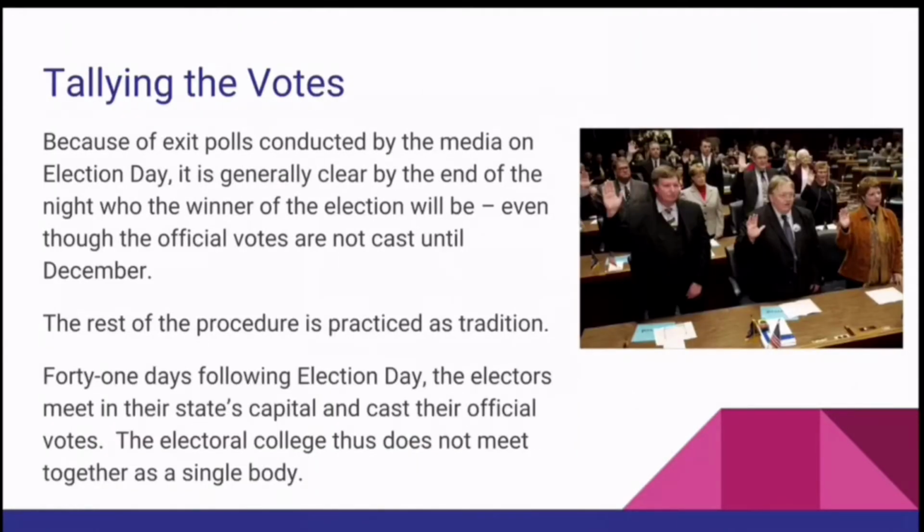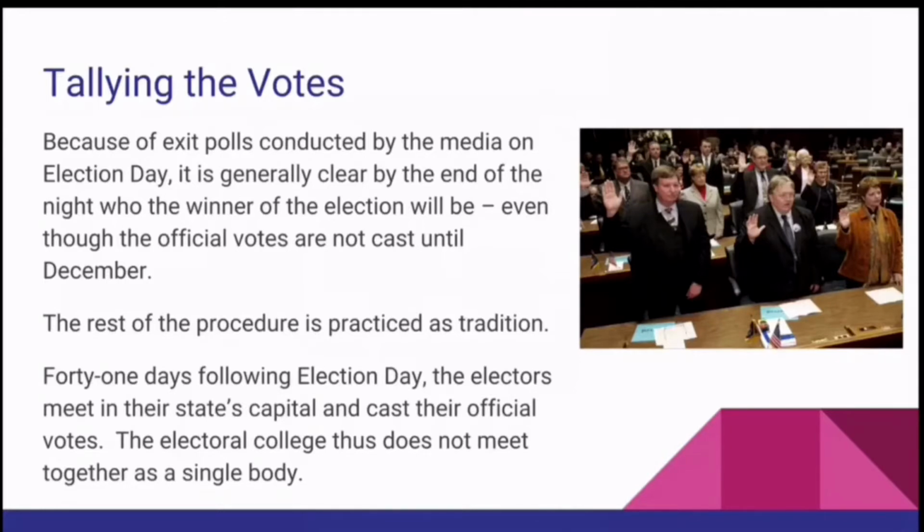Because of exit polls conducted by the media on Election Day, it's generally clear by the end of the night who the winner of the election will be, even though the official votes are not cast until December. You guys are all old enough that you've lived through several presidential elections at this point, and I'm sure you remember your parents or yourself staying up late to watch the electoral coverage on TV and find out who the real winner is. They haven't officially won yet, but we do know who's going to win. The rest of the procedure is practiced as tradition.